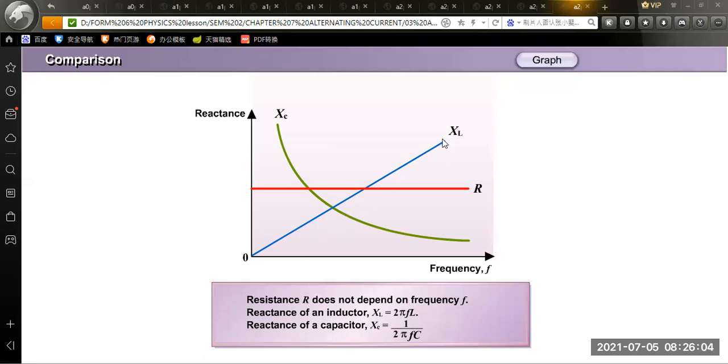proportional to the frequency. The reactance of a capacitor is inversely proportional to the frequency. So this means that in the resistor we learned before, R is constant. For the XL, the reactance of an inductor, XL is directly proportional to the frequency. But for a capacitor, the reactance is inversely proportional to the frequency of the alternating current.